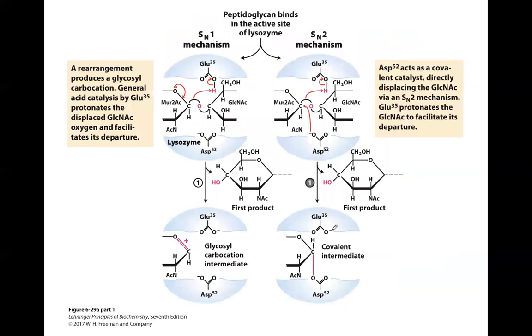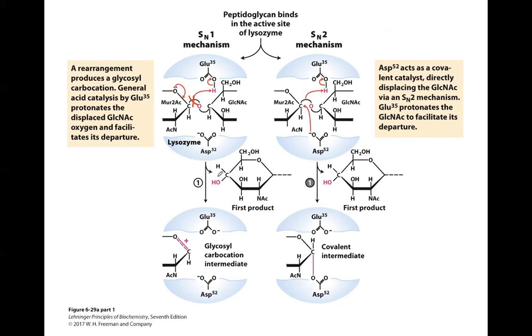And so there are two possible mechanisms. There's been a lot of controversy over this, but in one of the mechanisms, let's follow the SN1 mechanism. So first of all, basically, we're going to break this carbon-oxygen bond. And to do that, we're going to protonate this oxygen with the proton from glutamate 35, and aspartate 52 will stay deprotonated for the moment.